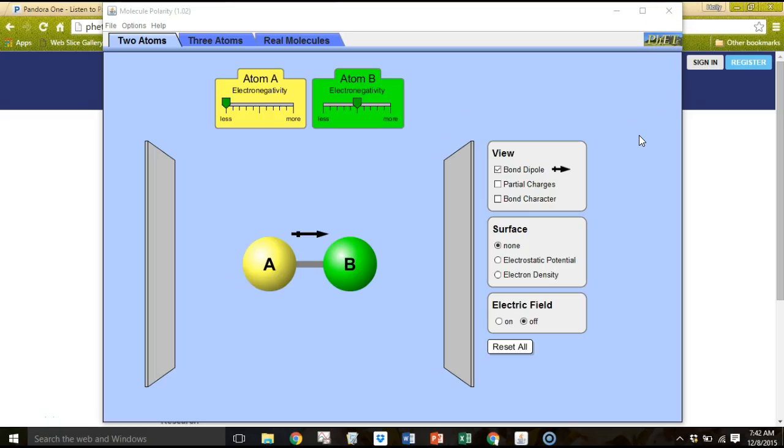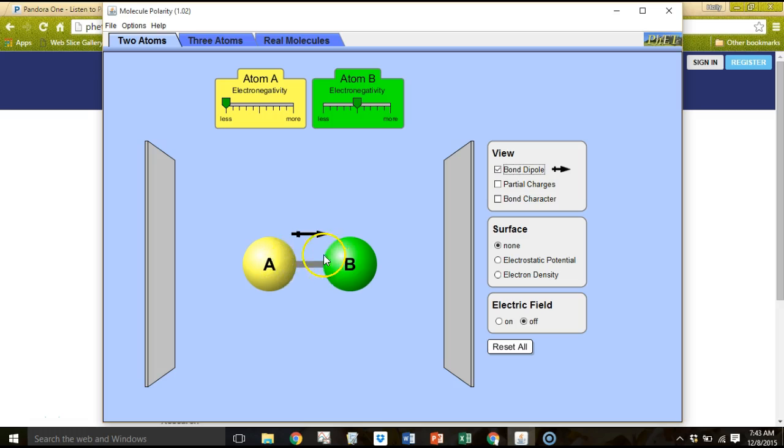We are going to look at the polarity of molecules, and first we're going to start off with just a review of polarity of bonds. So if I just have two atoms, we can look at their bond polarity. Notice the arrow is pointing towards atom B, which, as we talked about in class, indicates the electrons are being pulled towards this side.